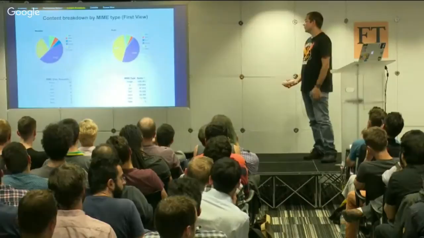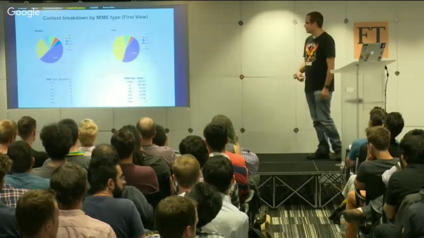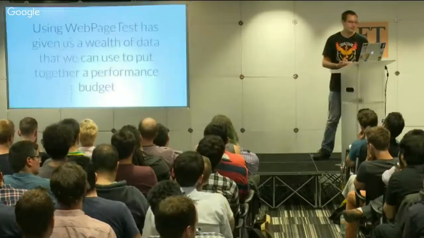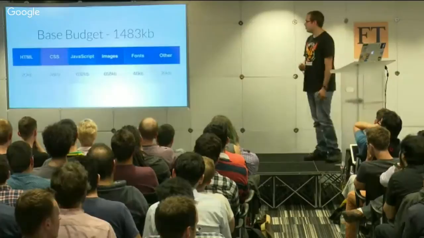So we can see 658K of images, 652K of JavaScript, etc. That's really useful to us because we're able to see what we're currently achieving. We're using the wealth of data that WebPageTest has given us. We then put together a performance budget. So this is my base budget. I put that into this table.